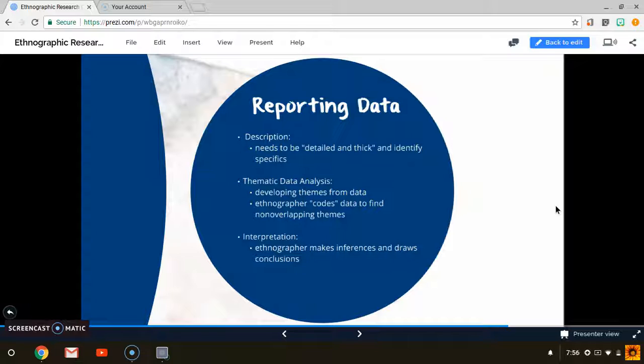To make sense of this rich data, ethnographers engage in thematic data analysis, where they need to develop themes from the data by coding the data. From this, the ethnographer will make inferences and reach some conclusions about what is learned from studying the cultural group in their particular context and environment.